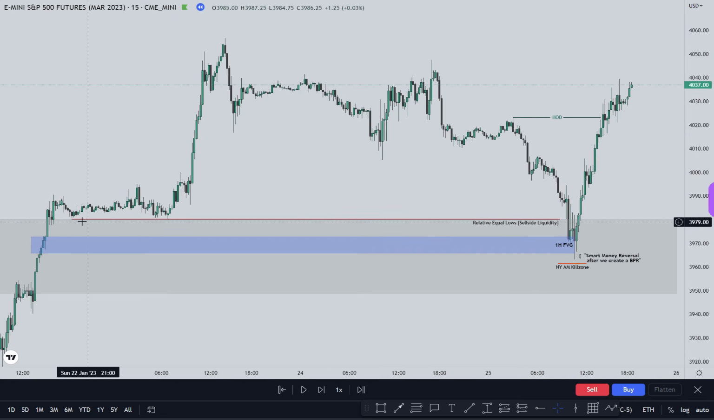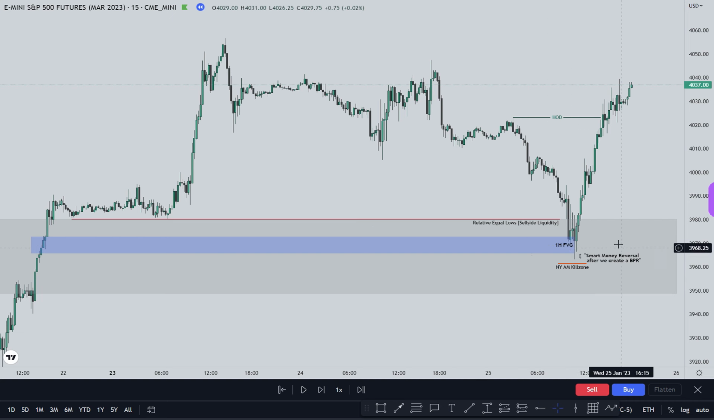We see relative equal lows. Price came down, rallied up, and came down again, and then rallied up aggressively. What's retail going to be seeing this as? They're going to be seeing this as support. So if retail is going to go long in here, they're going to be putting their sell stops below these lows. So price drops down, takes out the relative equal lows, takes out sell side liquidity, taps the 1 hour fair value gap.